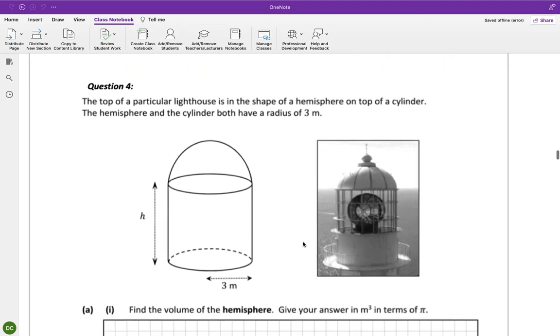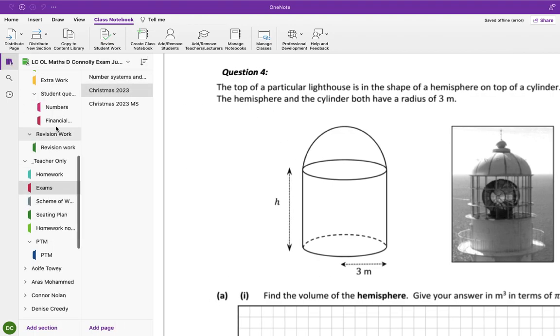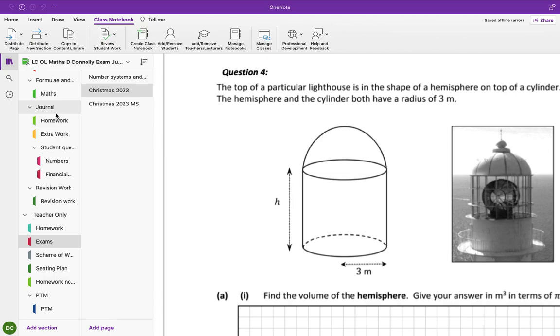Right. So this one. The top of a particular lighthouse is in the shape of a hemisphere on top of a cylinder. The hemisphere and the cylinder both have a radius of 3 meters. Okay. Sorry, now I'm going to get, so hemisphere and cylinder.